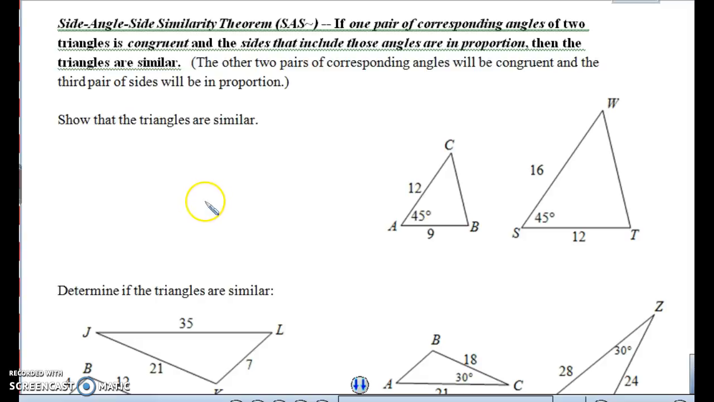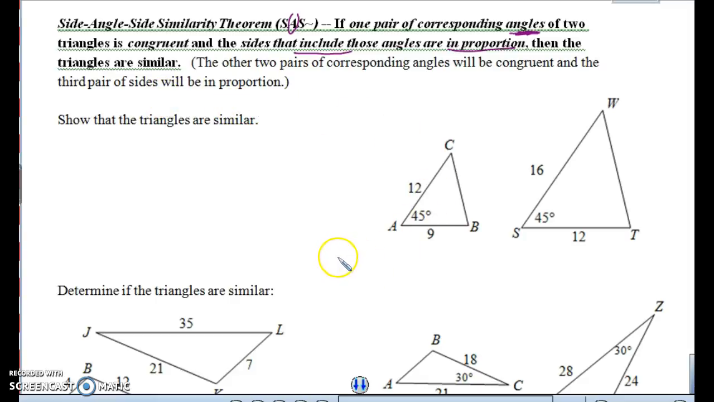The third way to prove triangles are similar is side-angle-side similarity. Now notice it's SAS with a tilde. If one pair of corresponding angles of two triangles is congruent, so that's the angle part, and the sides that include those angles are in proportion or have the same ratio, then the triangles are similar. So notice on here, the angle has to be between the two sides that are in proportion, just like you would with side-angle-side congruency. And with this formula, the other two pairs of corresponding angles will be congruent, and the third pair of sides will be in proportion if this is true.